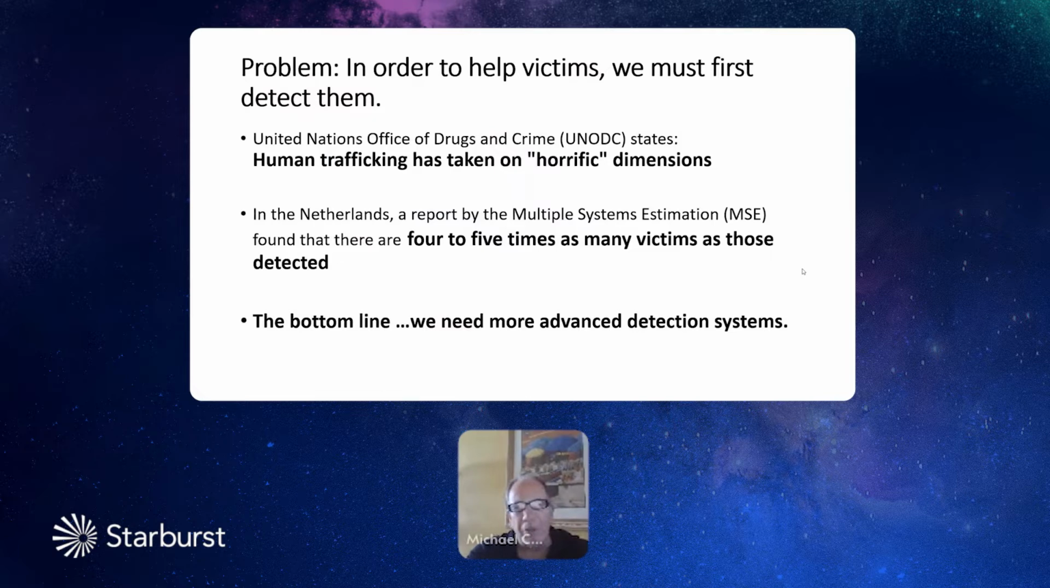So what is the problem here that we're actually confronting? Well, we want to be able to identify victims of human trafficking, but to do that, we must be able to detect them. And just to give you an idea how big of a problem this is, the United Nations Office of Drugs and Crime said it's taken on horrific dimensions. And you would never think that it would be prevalent in some of the more advanced nations around the world. But if you just take a look in the Netherlands, you'll see that there's 4 to 5 times as many victims as detected. The bottom line, we need more advanced detection systems.